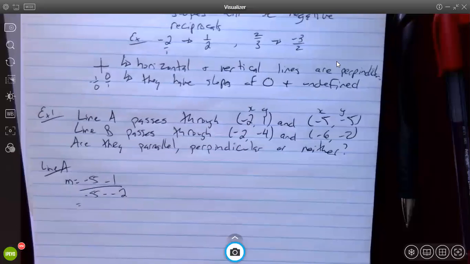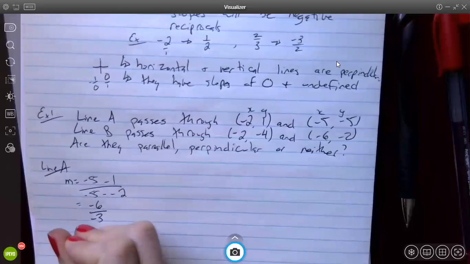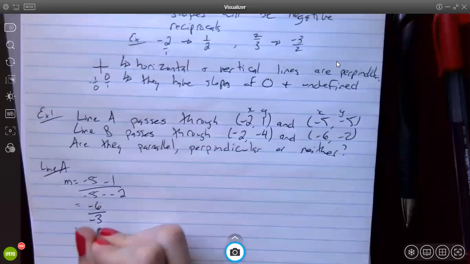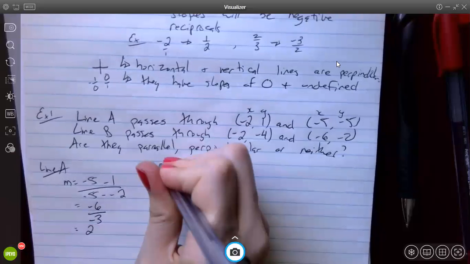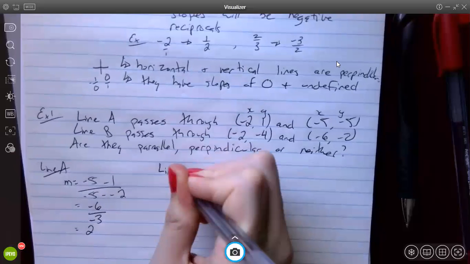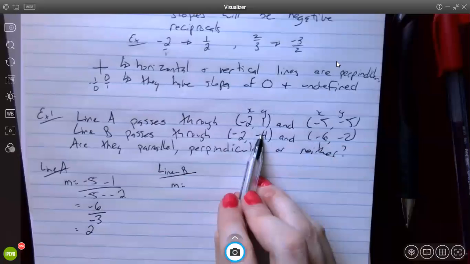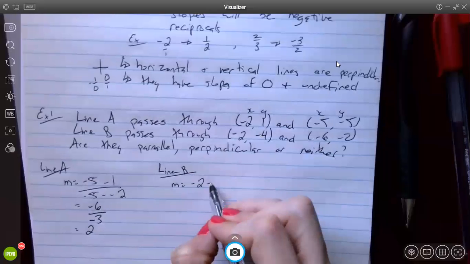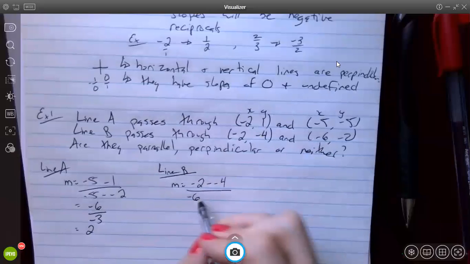So -5 minus 1 is -6. -5 take away -2 is -3. And -6 divided by -3 is 2. And then for line B, we'll do the same thing. So we've got xy, xy. So we'll do -2, take away -4, and -6, take away -2.